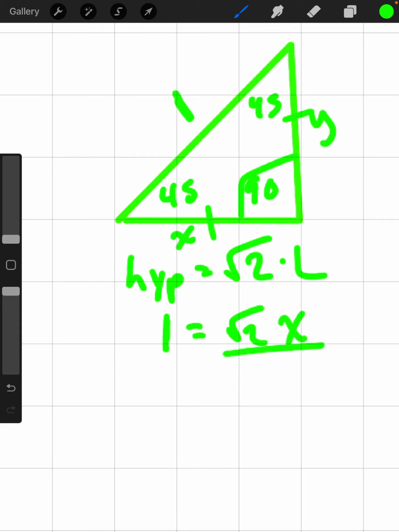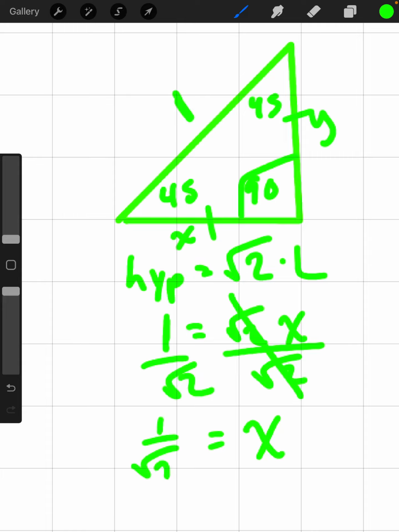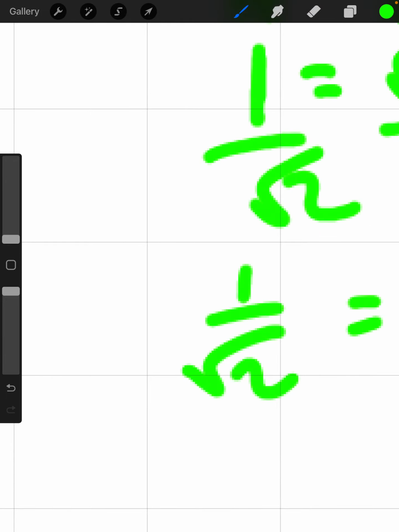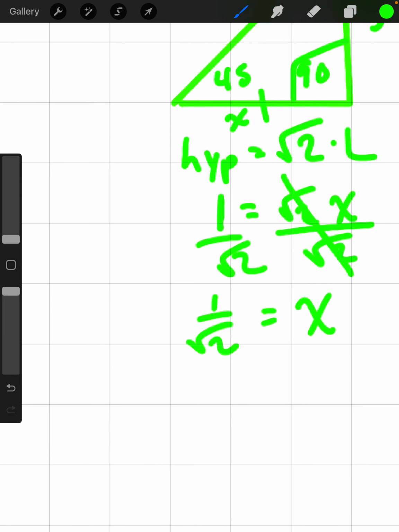Well, then if I want to solve for x, I would have to divide both sides by square root of 2. So square root of 2 divided by square root of 2 would be 1. So we'd end up with 1x. And on the other side, I have 1 over the square root of 2. But in math, we don't like to leave radicals in the denominator. We don't like to have square roots on the bottom of the fraction.